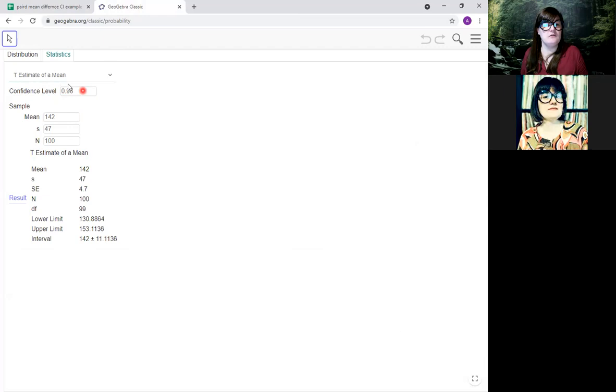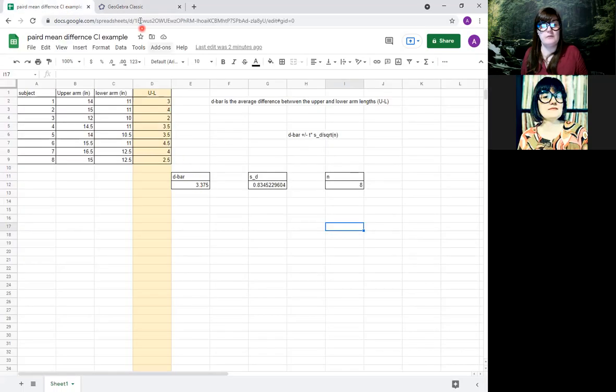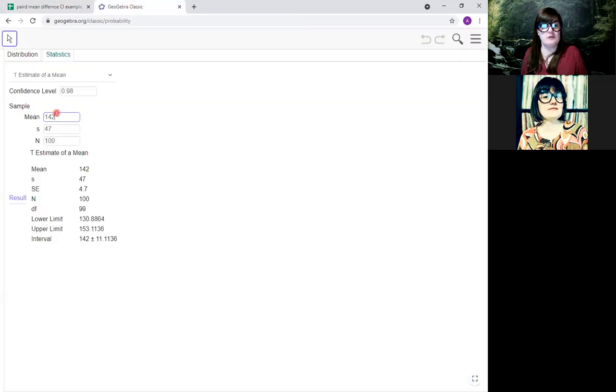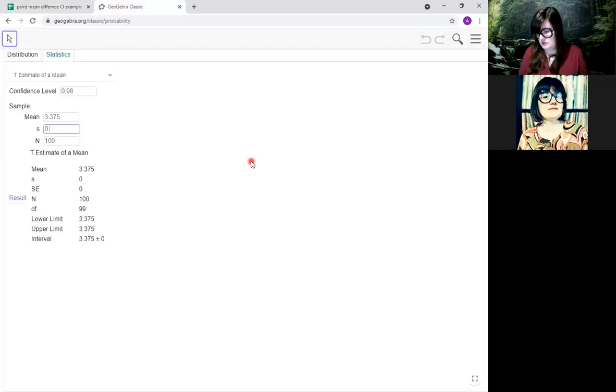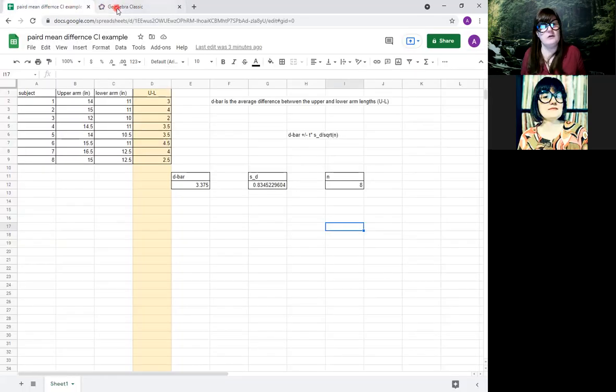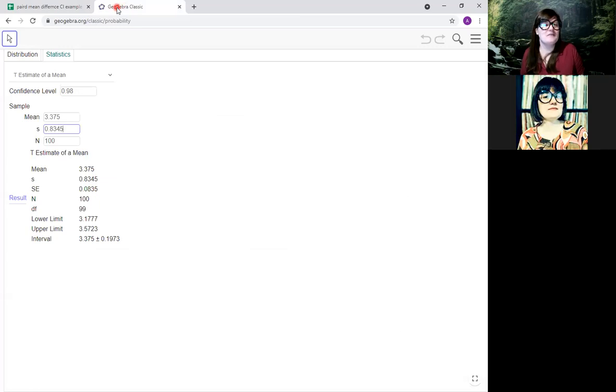All right, so let's go ahead. I'm going to choose my confidence level last. My mean was 3.375, so let's go ahead and put that in there. 3.375. And notice how things are changing down here. My S, this is my S sub D, and I'm going to cut that off at the 5, so 0.8345. And make sure I copied that correctly. Okay, good. Always double check your numbers.